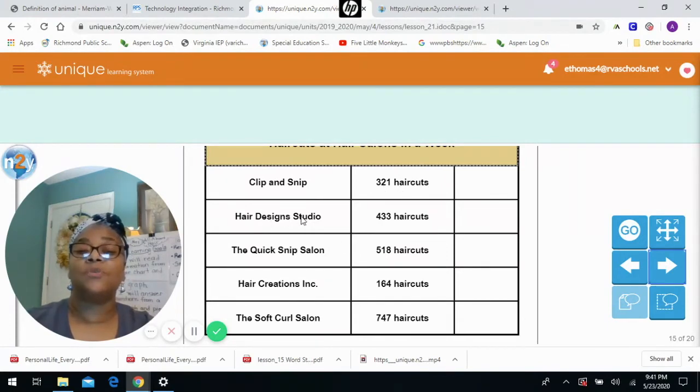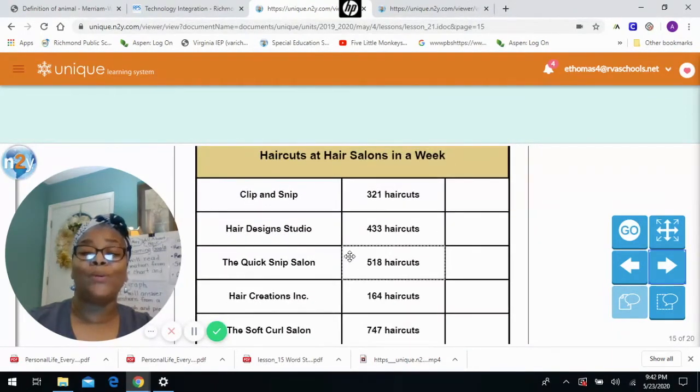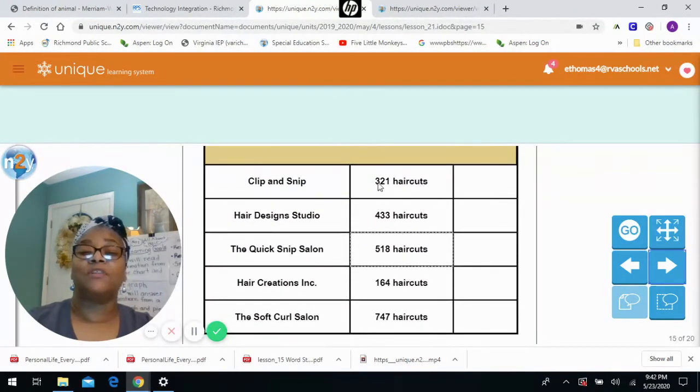Hair Design Studio, 433 haircuts. The Quick Snip Salon, 518 haircuts. Hair Creations Inc., 164 haircuts. The Soft Curl Salon, 747. Now, are they in order? No, because you have a 3 here and a 1 there, so we have to put them in order.